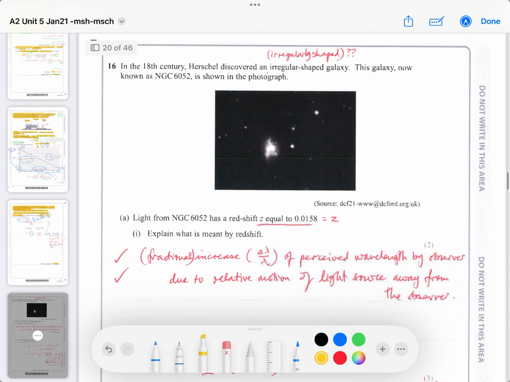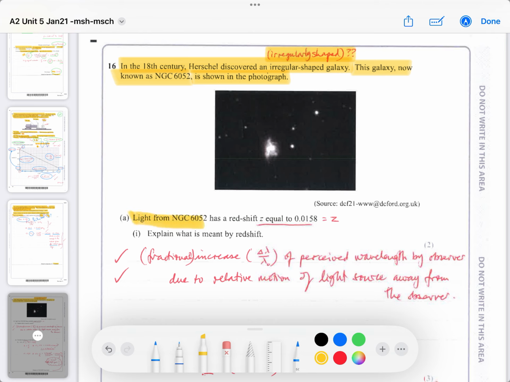Okay, question 16. It's about a galaxy. In the 18th century, Herschel discovered an irregularly shaped galaxy. I have just corrected their English here, because you need an adverb: irregularly shaped galaxy. This galaxy, now known as NGC 6052, is shown in the photograph. Just looks like a blob.